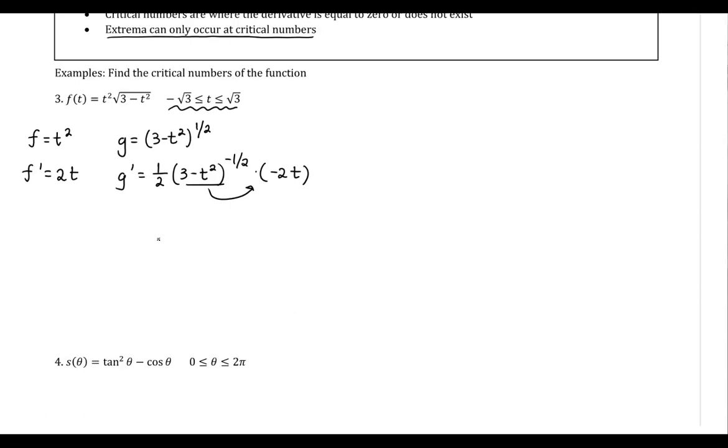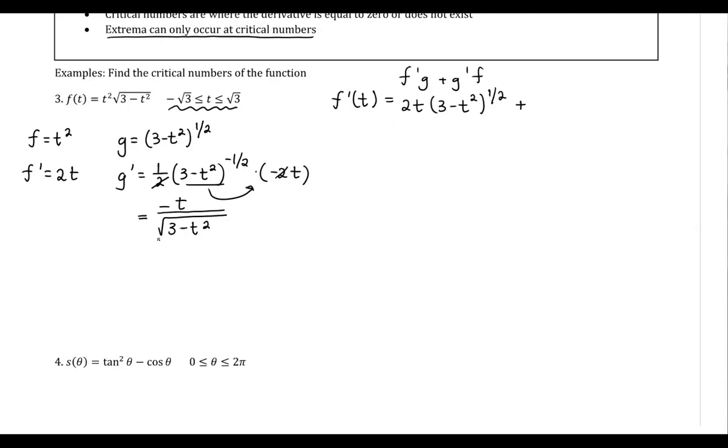And then I'll simplify the derivative g prime. This 2 will cancel with that 2. We're left with a negative t in the numerator over the square root of 3 minus t squared. Now that we have all 4 of these components, we're able to come in and actually apply the product rule, f prime g plus g prime f. So we have 2t multiplied by the square root of 3 minus t squared, which I'm going to write as 3 minus t squared to the 1/2 power, plus g prime f.